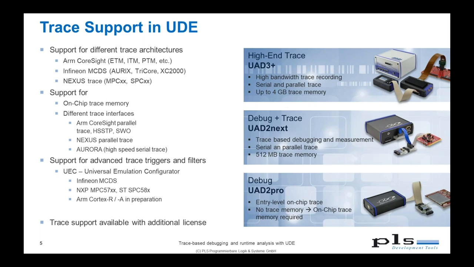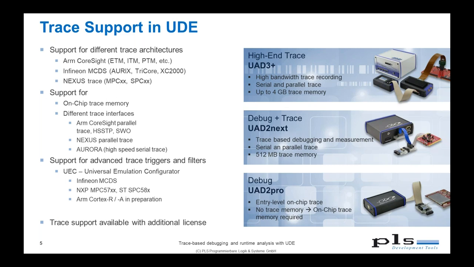UDE supports different types of trace architectures from different vendors. Well known is from ARM the CoreSight trace, from Infineon the MCDS, which is available, for example, in the AURIX, which is also today our target architecture for the demonstration, and also for the PowerPC and Power Architecture devices from NXP and ST, the Nexus trace.